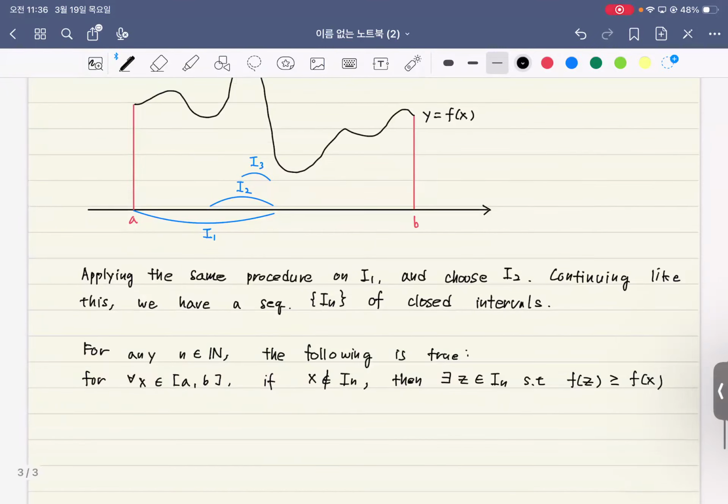Well, now we go back to the sequence of these closed intervals. This is clearly a nested interval, right? It's getting smaller and smaller, and eventually the length of this closed interval is tending to 0. So because of the nested interval theorem, there must be one unique point in the infinite intersections of these intervals.